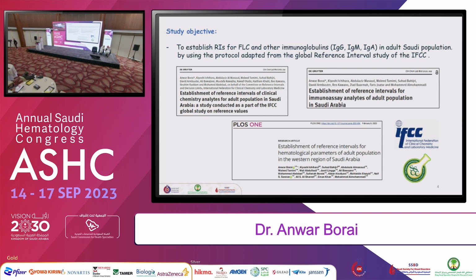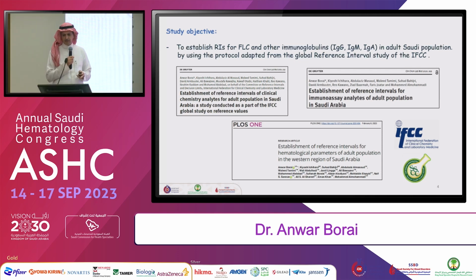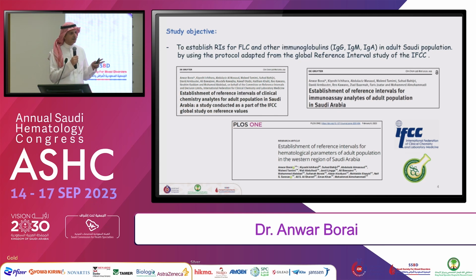To establish reference intervals for free light chains and other immunoglobulins, IgG, IgM, and IgA, in the adult Saudi population, we used the protocol adapted from the global reference interval study of the International Federation of Clinical Chemistry. Since 2015, we established reference intervals for about 25 clinical chemistry parameters, and for about 25 immunoassay parameters in 2020. And recently, in 2023, we established reference intervals for hematological parameters in the Saudi population.